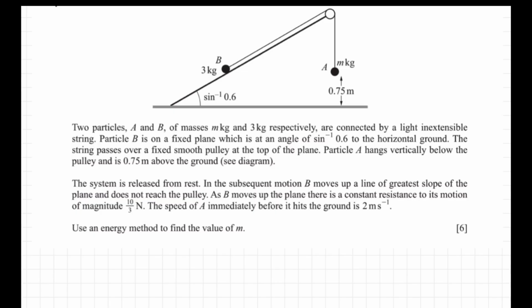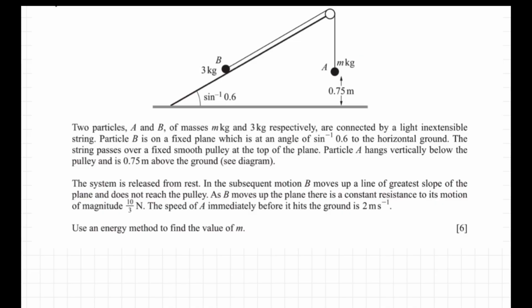In the subsequent motion, B moves up. So this direction is up, this is down. And they also told us that as particle B moves up the plane, there's a constant resistance. The system is moving. In the subsequent motion, B moves up, not down.